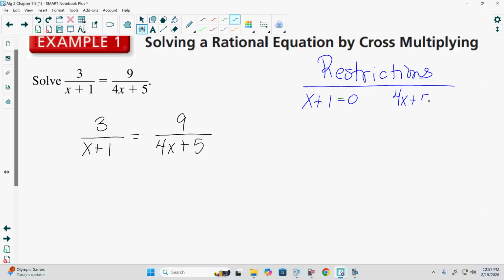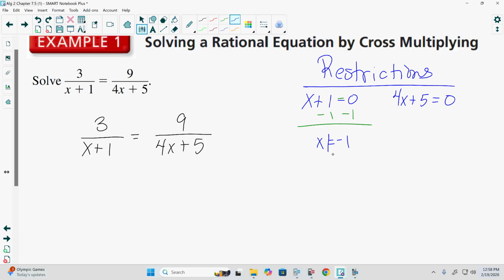Our other place that we can have a restriction is 4x plus 5. Because if a value of x made 4x plus 5 be 0, again, it would be a restriction. We cannot have those. So with our x plus 1, first thing we can do is subtract 1 from both sides, telling us that if x is equal to -1, that one denominator would be 0. We cannot have it.